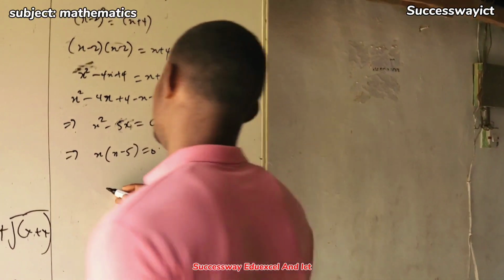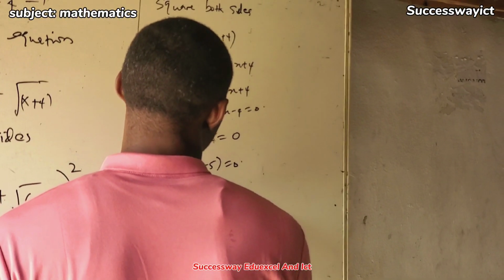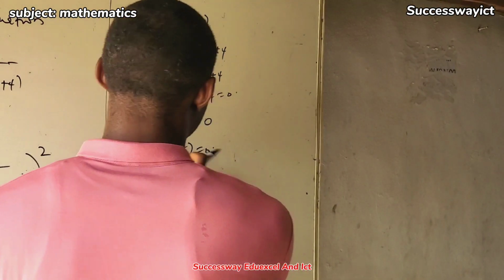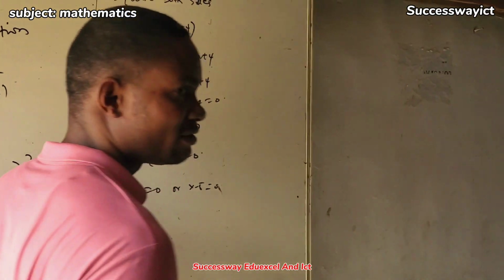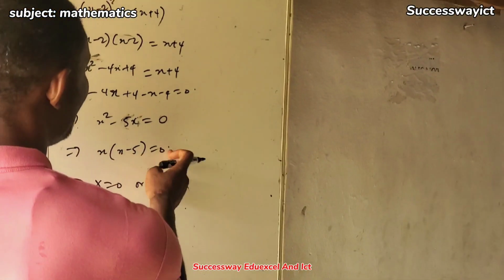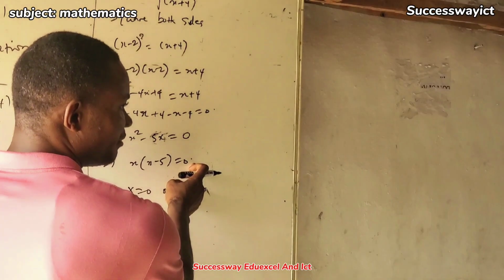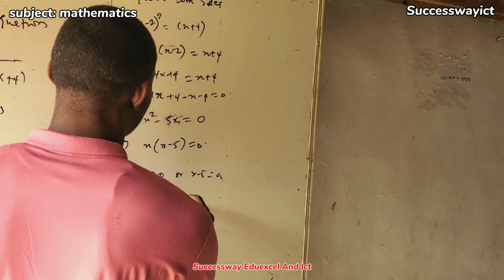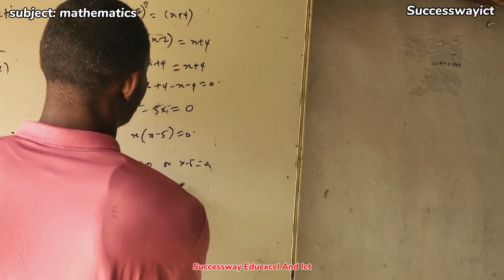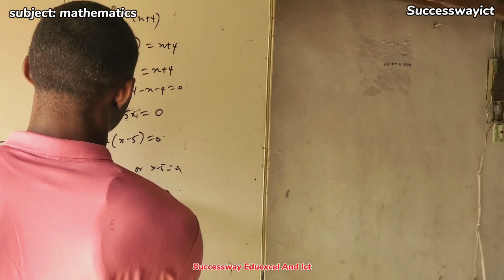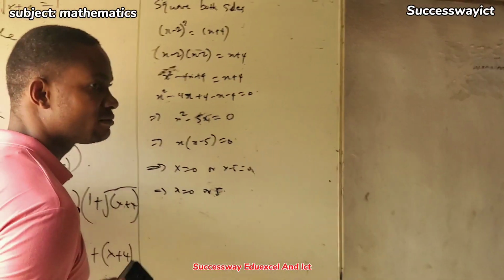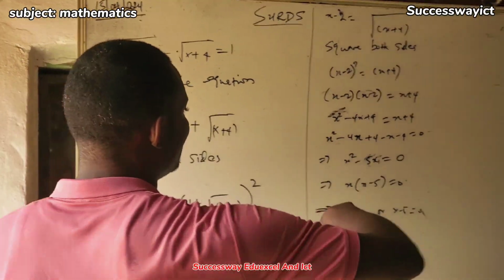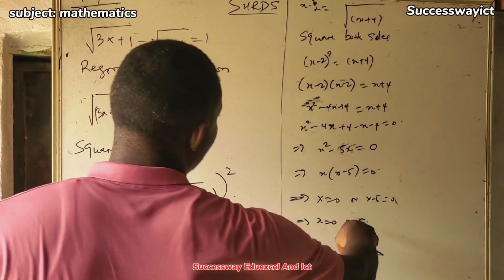This implies that x is equal to 0 or x minus 5 is equal to 0. These are two factors. So you have this x to be equal to 0 or this guy to be equal to 0. So this implies that your x is equal to 0 or 5. That's the values of your x. So in this expression, x can be 0 or x can be 5.